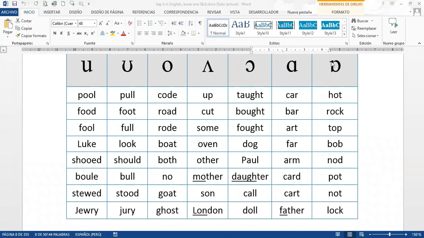The last sound of this list is similar to this one. This one and this one are very similar, but this is more open. So this is ah, ah, this is ah, more open, okay? So listen and repeat. Hot, rock, top, bob, nod, pot, not, lock.